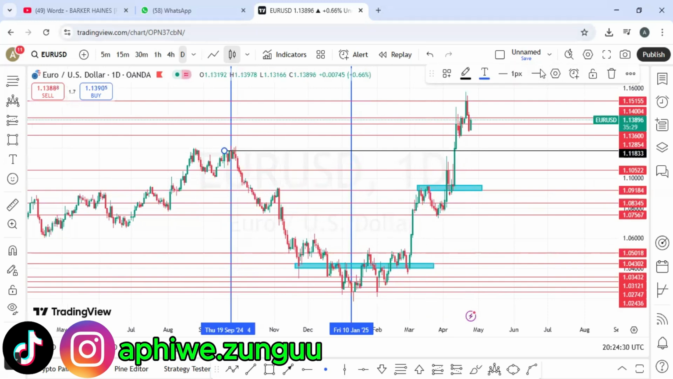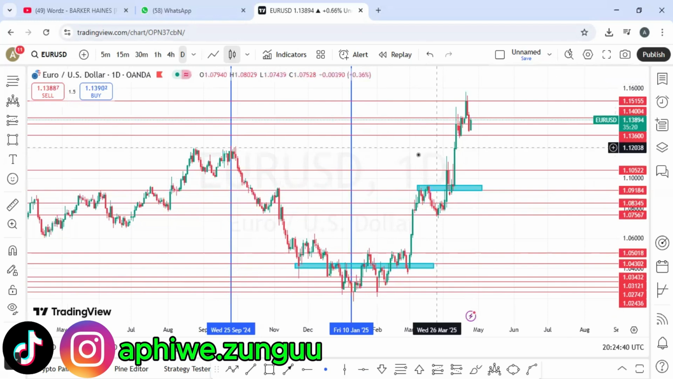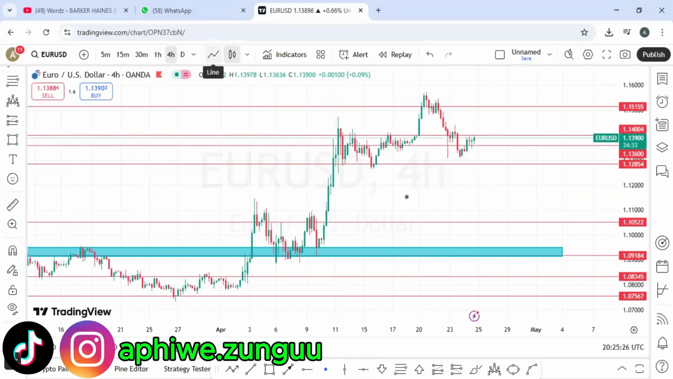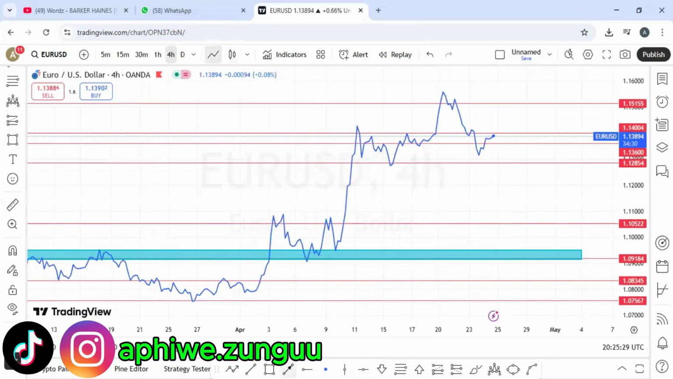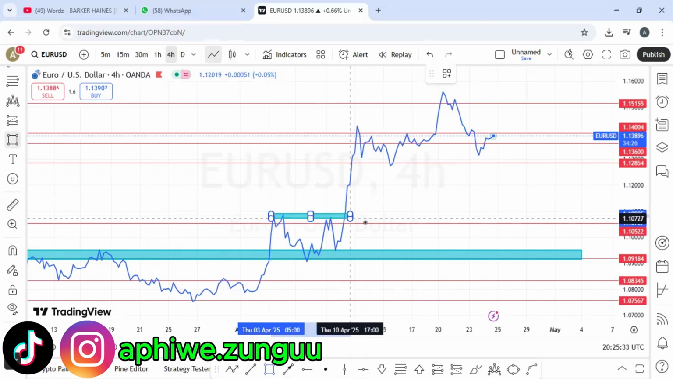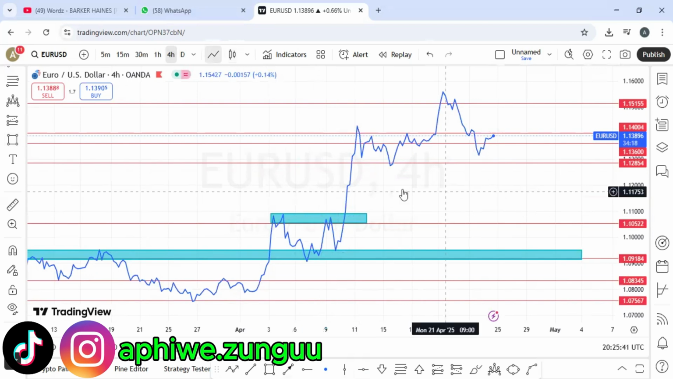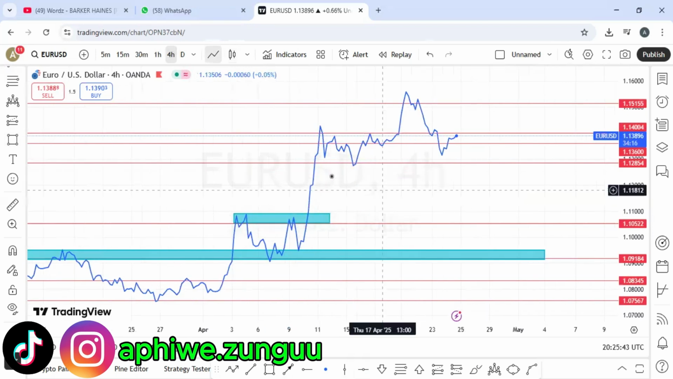Let me move this here, right? Which confirms our bias, right? So daily we are looking for bias towards the upside. As you can see right there, starting from here, we had an area where the market was kind of resisting. As you can see right there, double top formation, but overall we were moving with bias towards the upside.